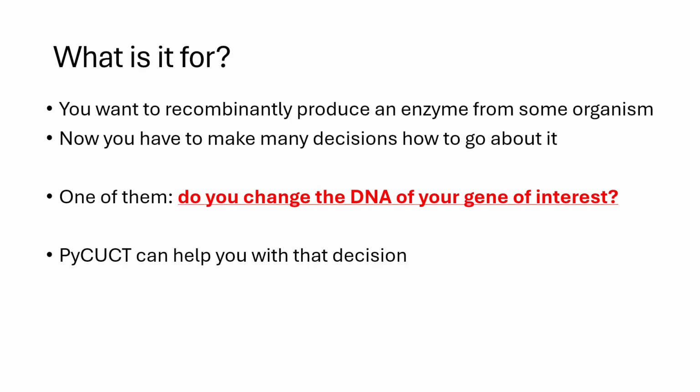So what is it for? Imagine you want to recombinantly produce an enzyme from some organism in some other organism. Now you have to make some decisions of how to go about it. One of those decisions is, do you want to change the DNA of your gene of interest? And PyCUCT can help you with that decision.